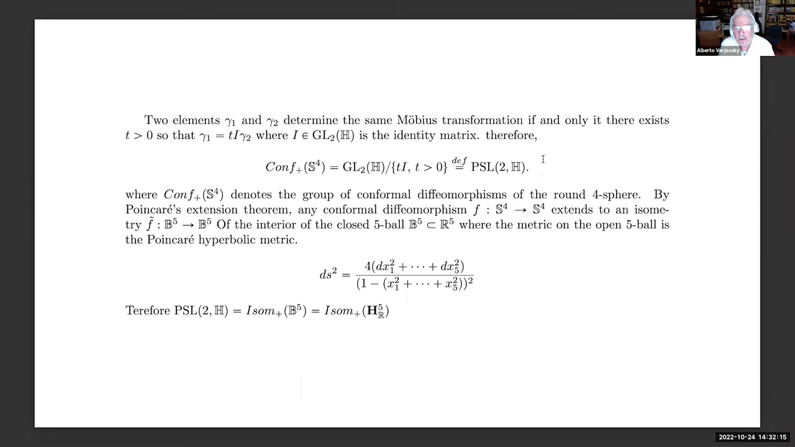And so we have this beautiful result: the set of 2x2 quaternionic matrices with determinant one, up to scalar matrices, is isomorphic to the group of isometries of the open ball with the Poincaré metric. But we can think of the Poincaré metric also, we can take the upper half space model of the hyperbolic ball. So it is the set of all points in R5 such that the last coordinate is positive. So we have this equality of groups.